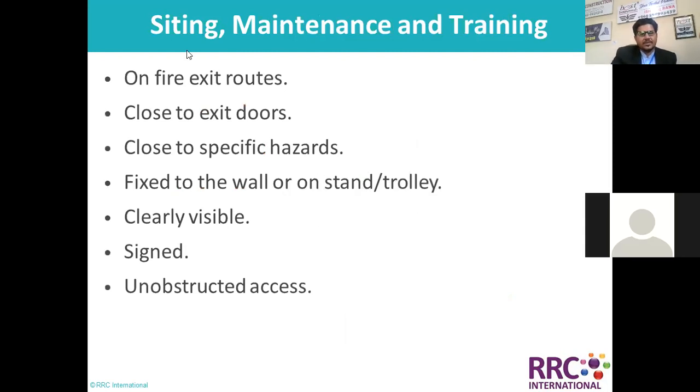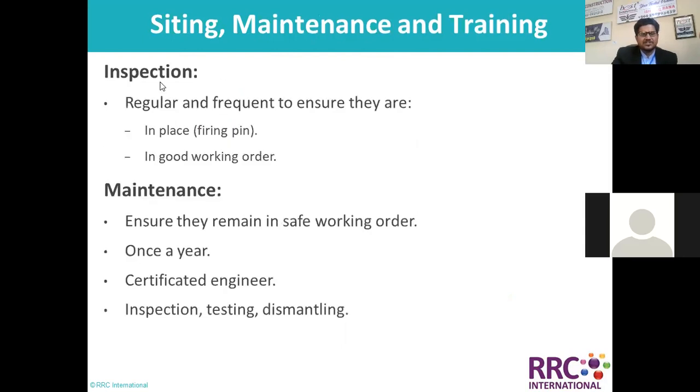Now, siting, maintenance and training. Extinguishers are needed on fire exit routes, close to the exit door, close to specified hazards, fixed to the wall, clearly visible, signed, with unobstructed access. There must be inspection and regular maintenance, could be once a year, to ensure they remain in safe working order, but make sure you have a certificated engineer.